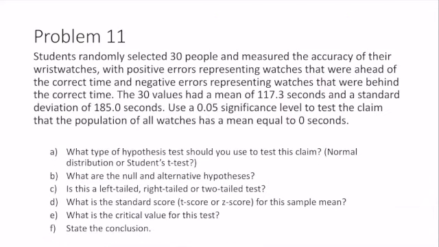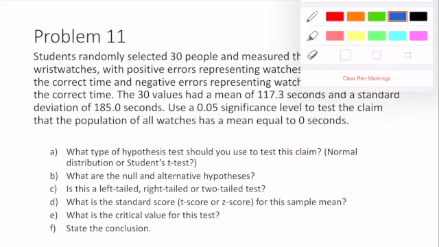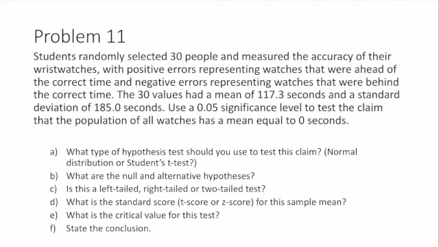Okay, problem 11. Students randomly selected 30 people. Okay, we got a sample size. And measured the accuracy of their wristwatches, with positive errors representing watches that were ahead of time and negative errors representing watches that were behind the correct time, so fast or slow.